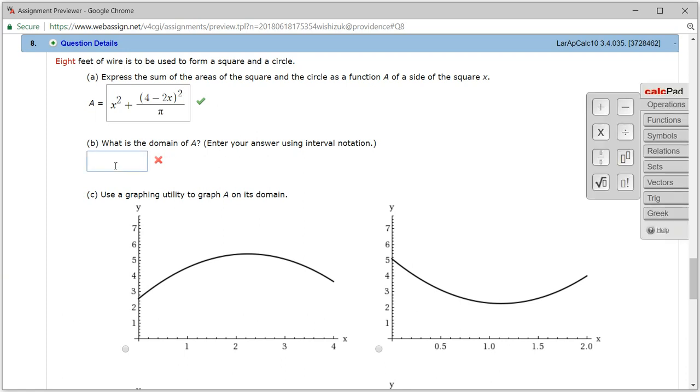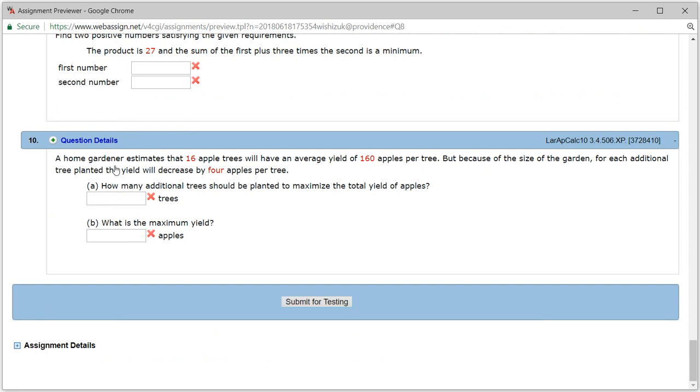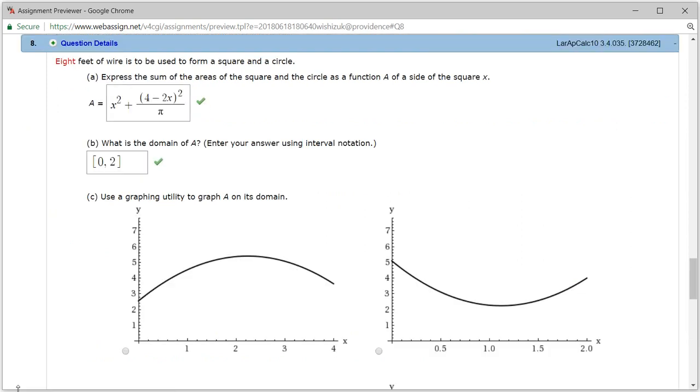x is going to be the length of the side of the square. So the domain starts from 0, which means you don't use any wire for the square. Or you can use the entire wire for the square. You have 8 feet total, so you chop that into 4, and that will be the longest side of the square. So it's going to be 2. Let's check the answer. Submit for testing. All right, I came back and it looks like we got part B correctly.